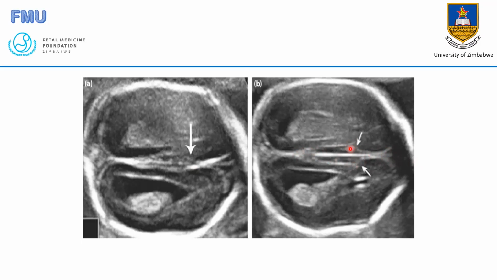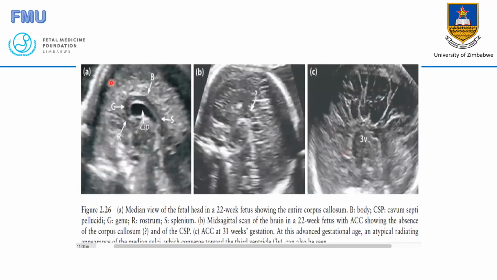The box, the cavum septum pellucidum, will be missing. This is your first suspicion. But like I said, we do not make a diagnosis just based on this, because there is another condition called septo-optic dysplasia, where the cavum septum pellucidum is missing, but the corpus callosum is present. So how can we know that the corpus callosum is present? Then we need to do the sagittal plane.